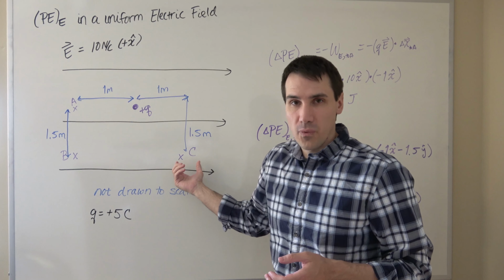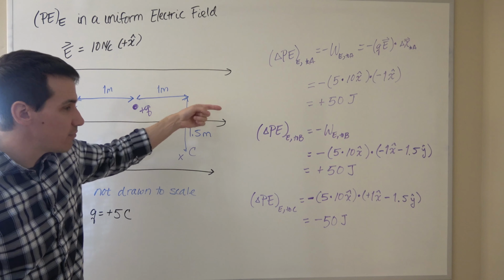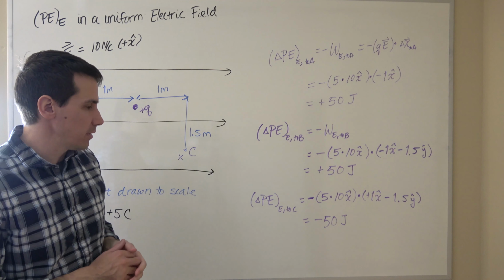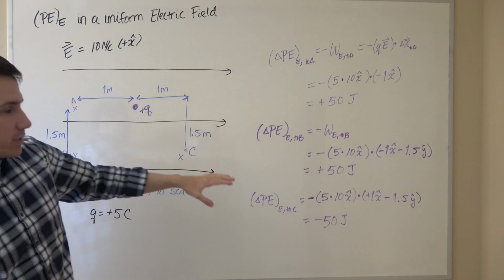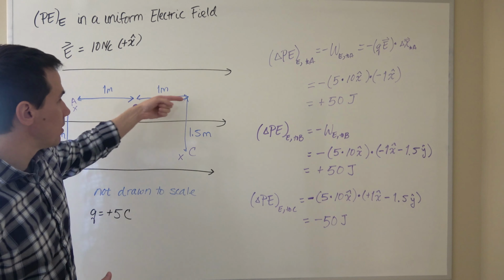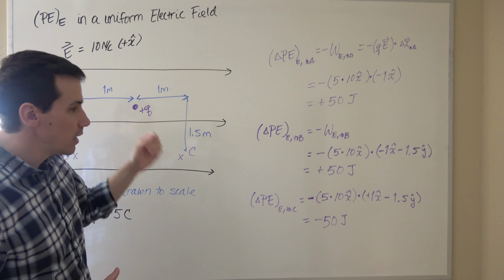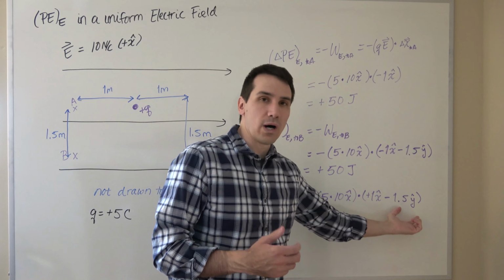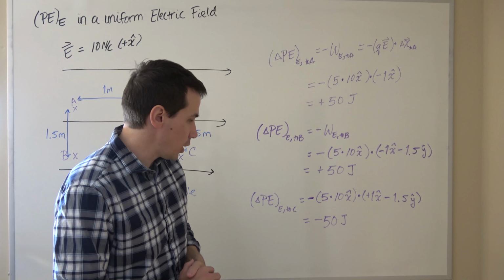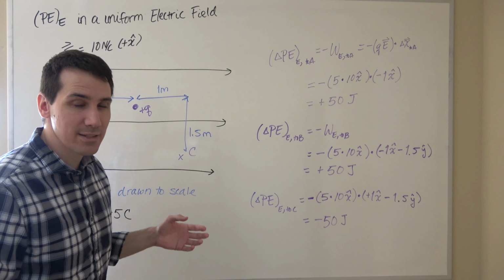Now let's look at point C. For point C, we're going to be moving with the electric force, because we have a positive charge moving in the direction of the electric field. Using our equation, we now have a displacement of plus 1 meter in the x hat direction, minus 1.5 meters in the y hat direction. Again, when we take our dot product, the y component gets multiplied by 0 and does not influence our change in potential energy. And we end up with a change in potential energy of minus 50 joules.